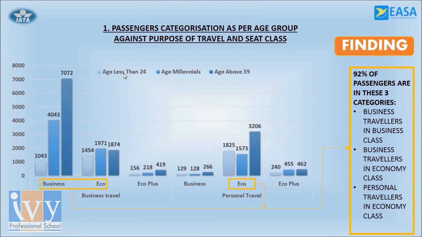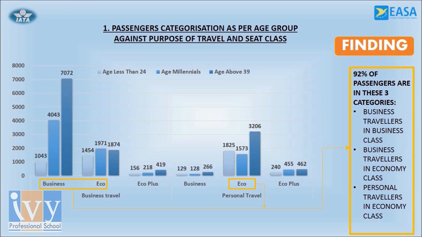Now, as I had divided the passengers into three age groups: less than 24, the millennials, and the ones aged 39 and above, I also divided the passengers based on the class of their travel, which is business class, economy, or economy plus, and their purpose of travel as business or personal travel. As you can see, I analyzed the data and exported it to Excel.